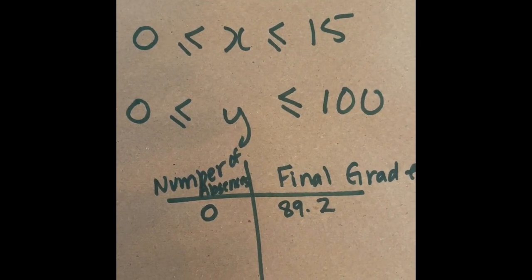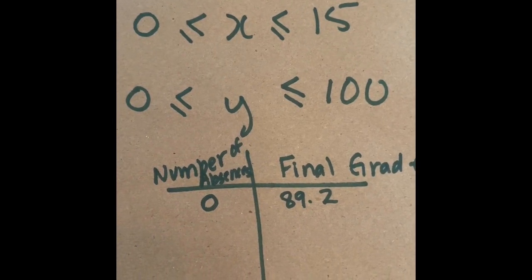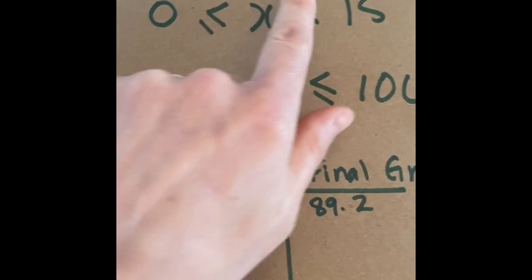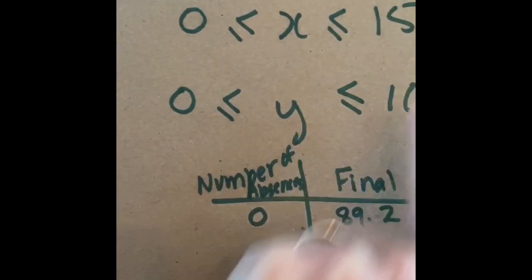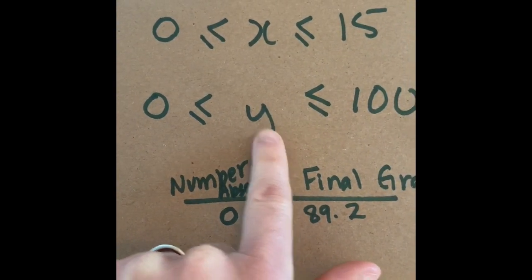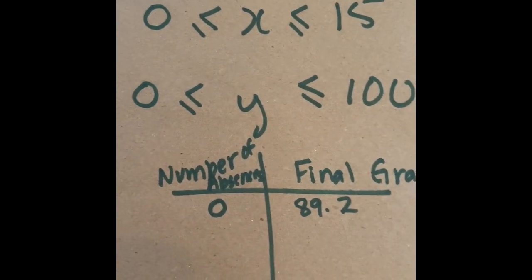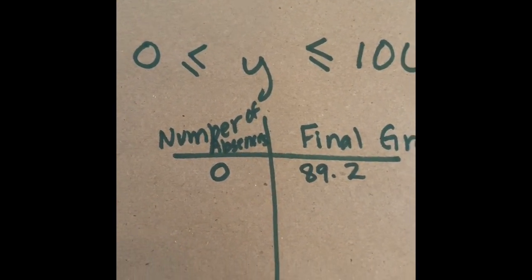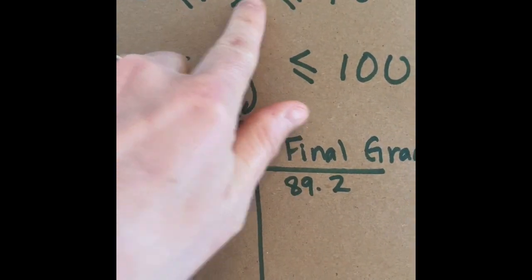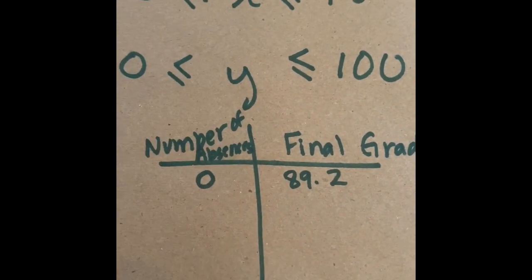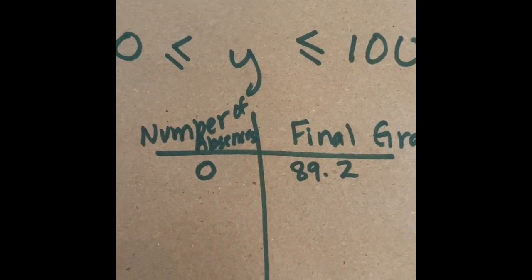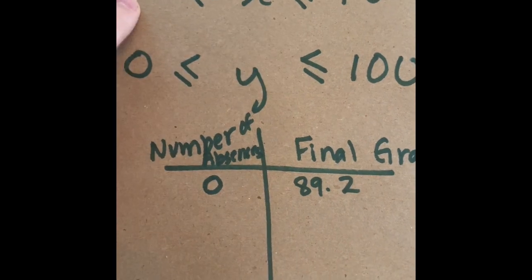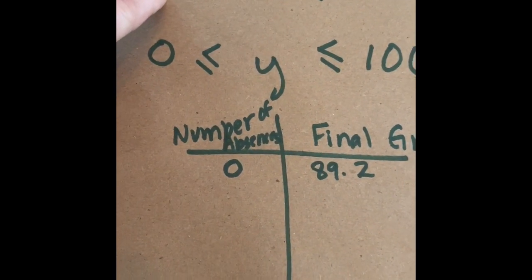Okay, so if you remember what I just typed into the Desmos program, I typed in that X should be between 0 and 15 and Y should be between 0 and 100. And I know that that is the part that some students find confusing. So I just want to remind you why I did that. So X is the first column. Our number of absences went from 0 to 9. Okay, so 0 is the smallest number of absences you can have.